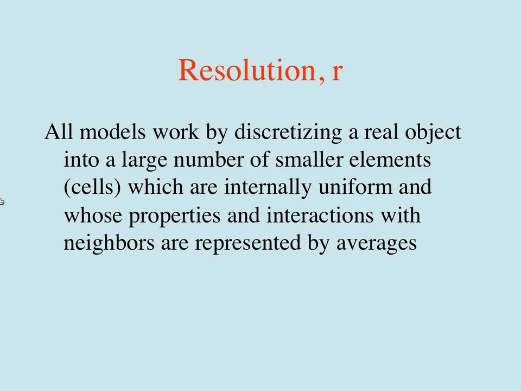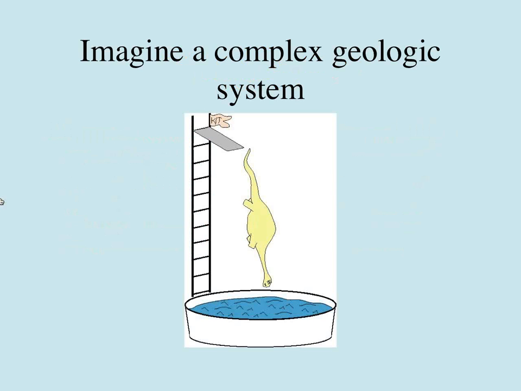So the other important concept that many people don't understand is resolution. All models discretize a real object into cells, which are internally uniform, and the internal structure of each cell is averaged on some resolution scale. We could imagine starting with some complex geologic system. This is an illustration of what happens at the KT boundary, a fine circus.